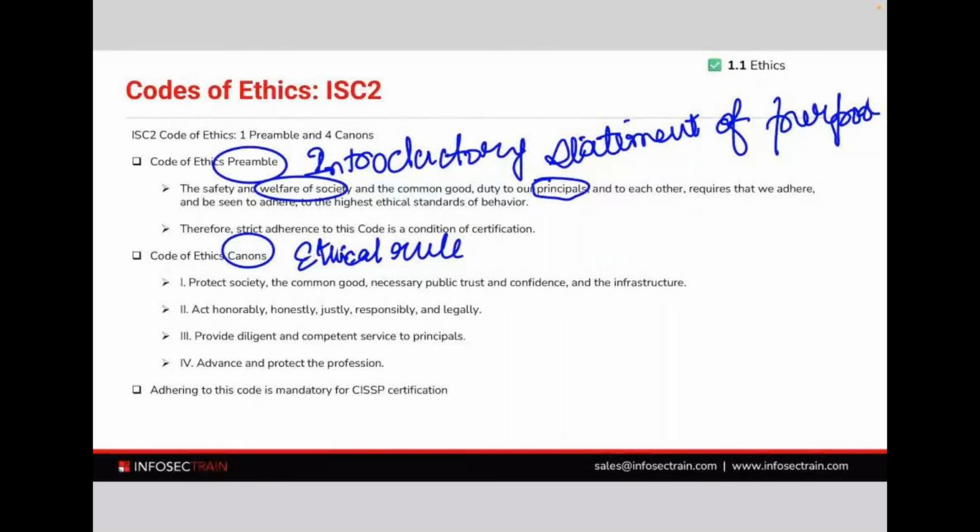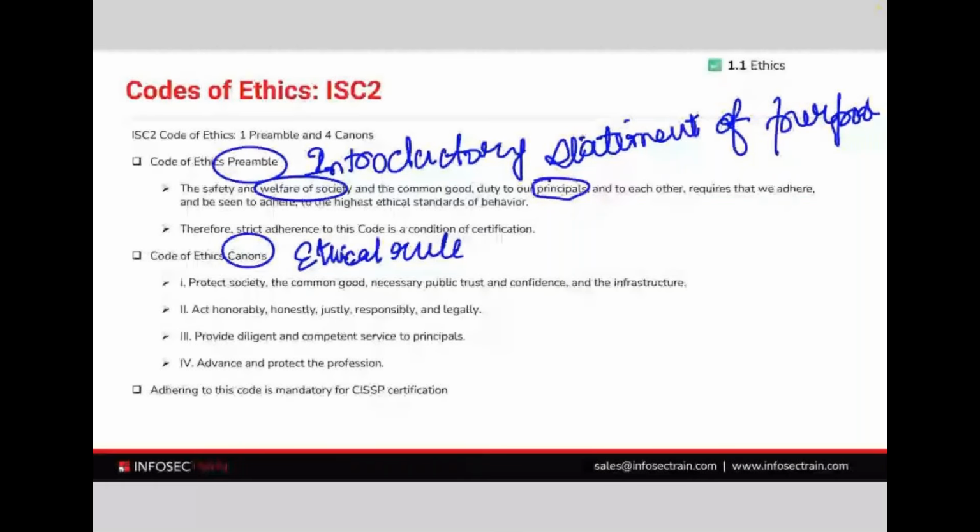If not, there are chances that your CISSP certification might not be extended further, right? So you'll have to ensure that you are continuously educated. And this canon also says that you'll have to contribute to the community's common body of knowledge, right? So adhering to this code is mandatory for CISSP certification.